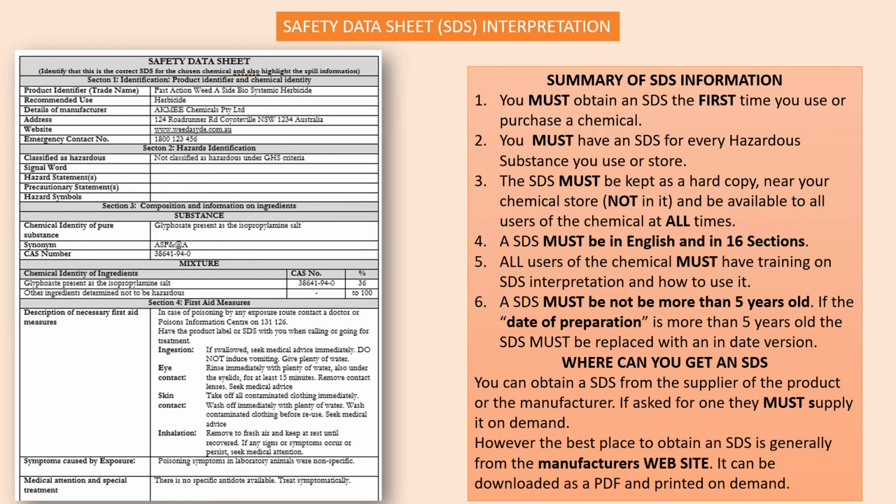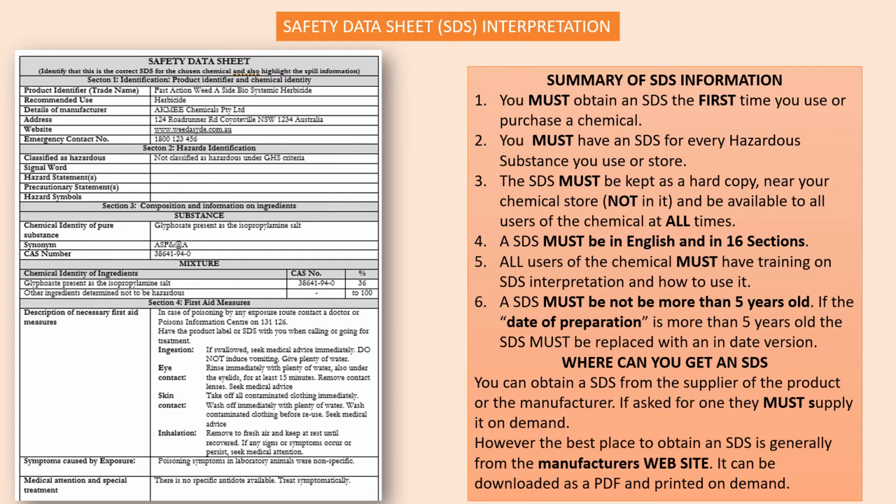All safety data sheets must be in English and in 16 sections. All users of the chemical must have training on safety data sheet interpretation and how to implement it. A safety data sheet must not be more than 5 years old. If the date of preparation is more than 5 years old, the safety data sheet must be replaced with an in-date version.